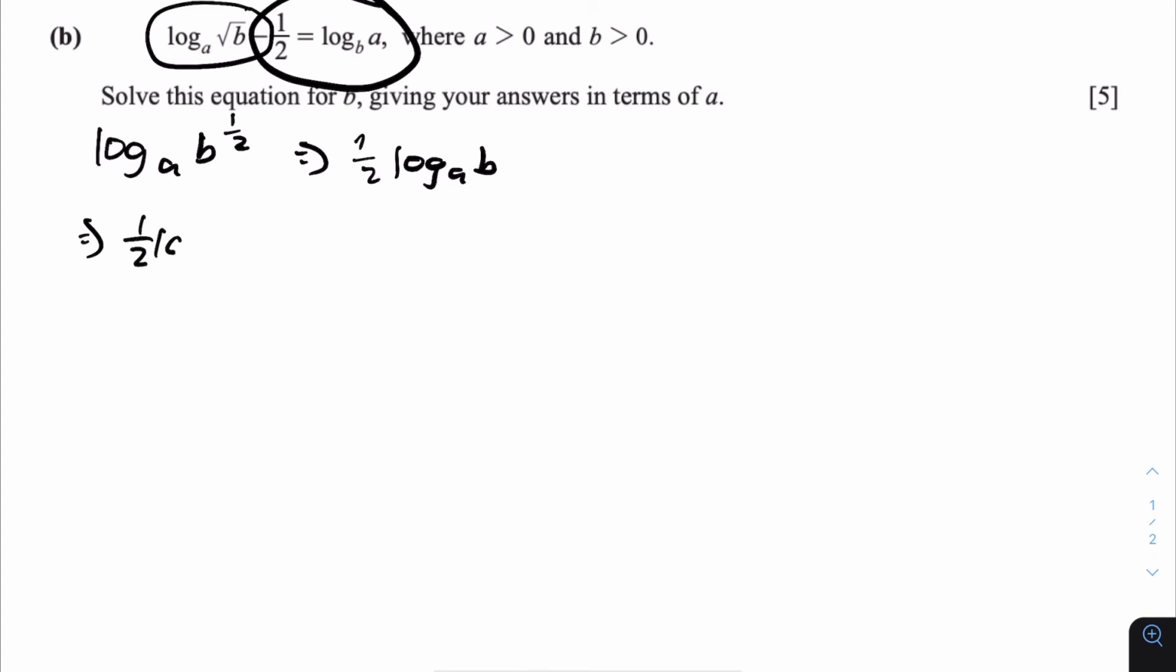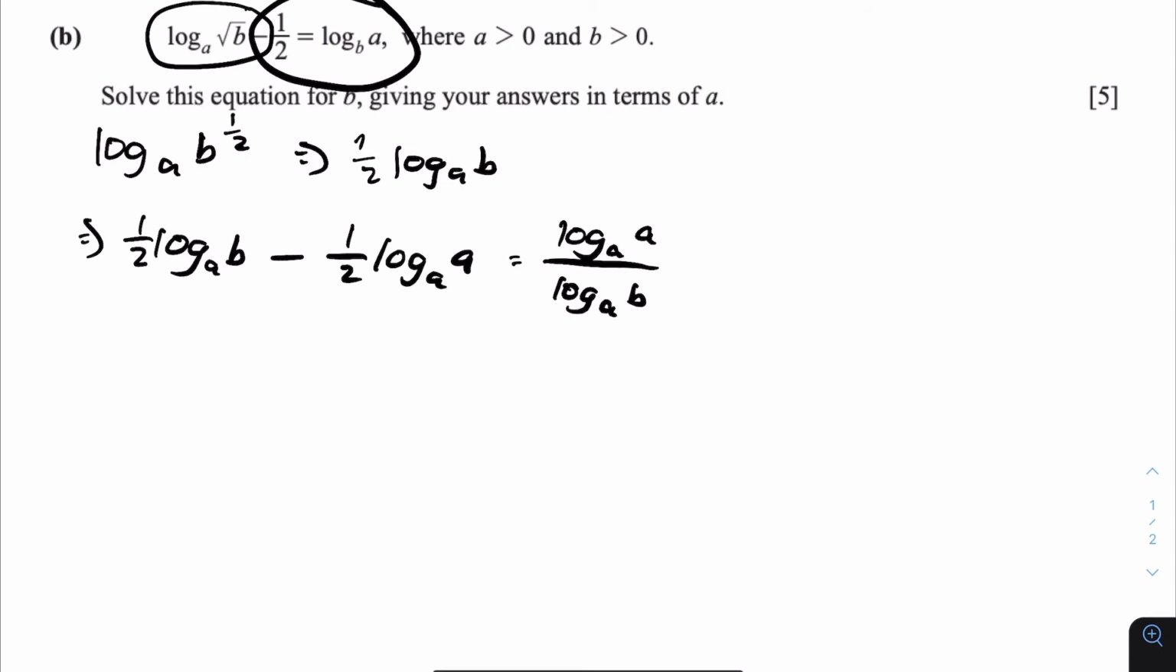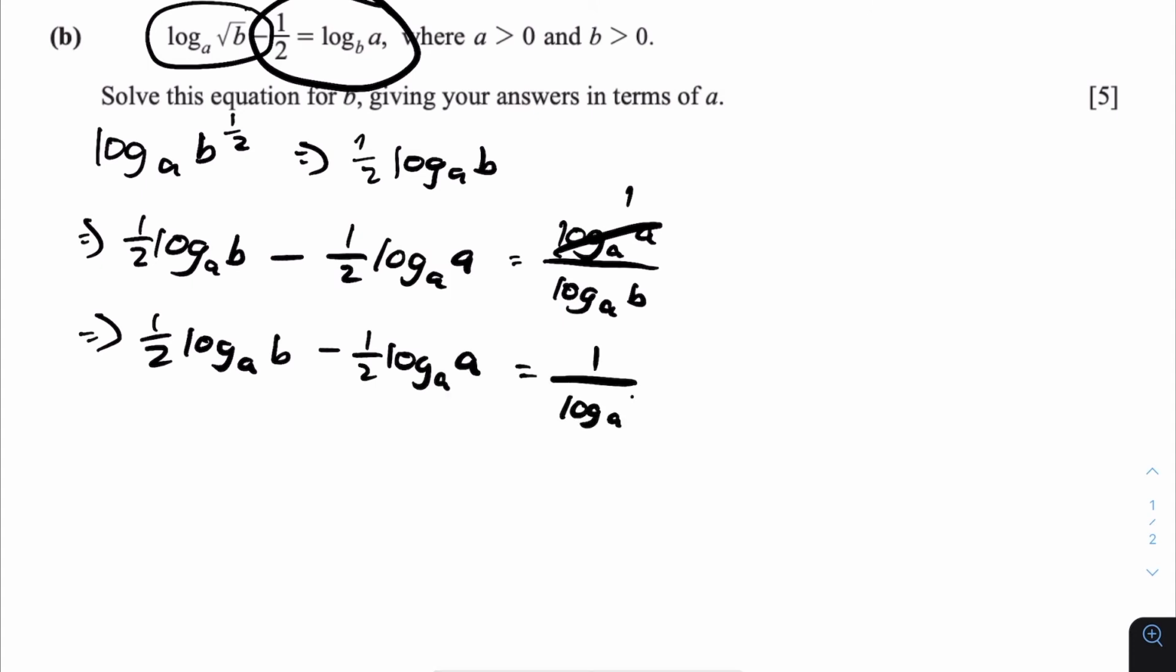Half log AB, and then half is equal to minus half log AA. So we want everything to the base A, which is equal to, and then we have log BA here. So let's use the change of base rule to make this log AA over log AB. And this is essentially just 1. So half log AB minus half log AA is equal to 1 over log AB.